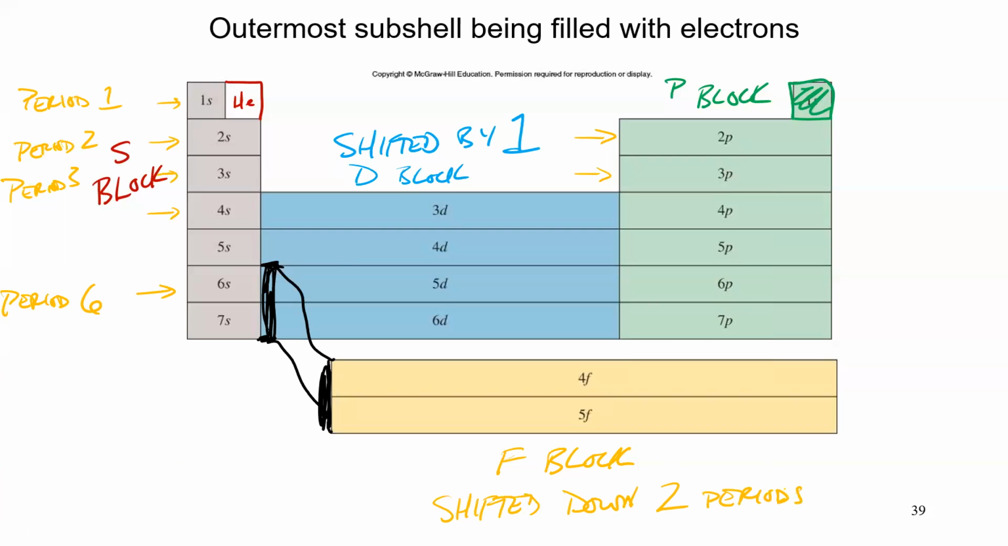Okay. So we have the S block. The S block is whatever period it's in. We have the P block. The P block is whatever period it's in. The D block, those transition metals in the middle, shifted down by 1. And the F block, which we call the inner transition metals, shifted down by 2.